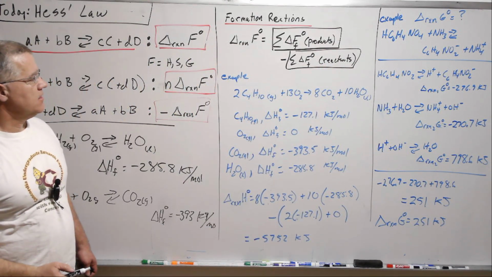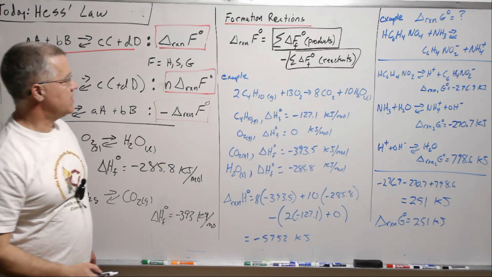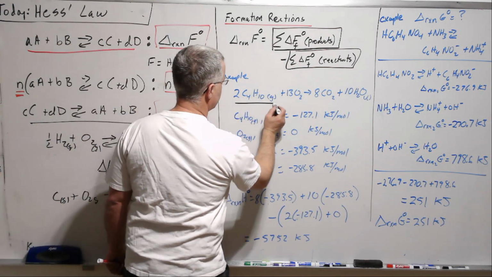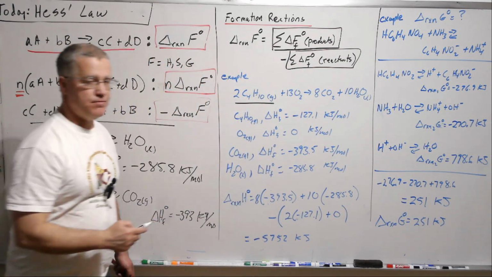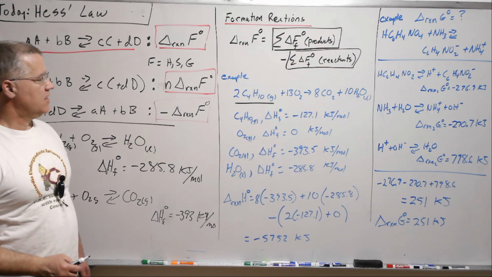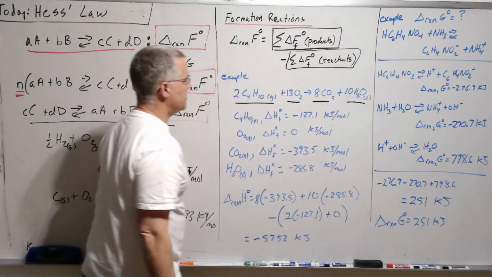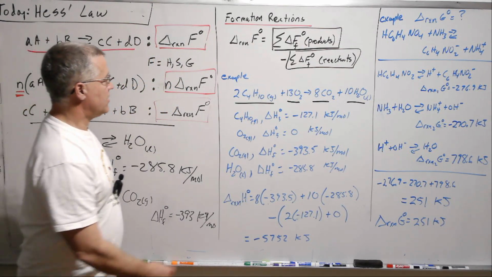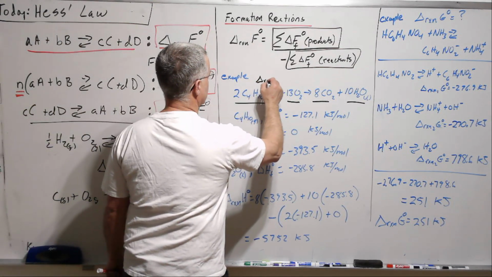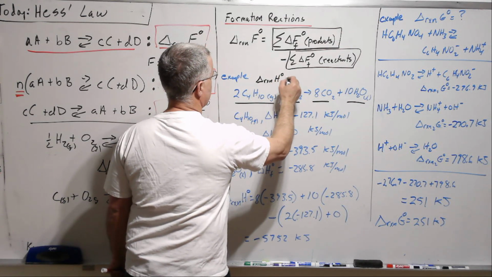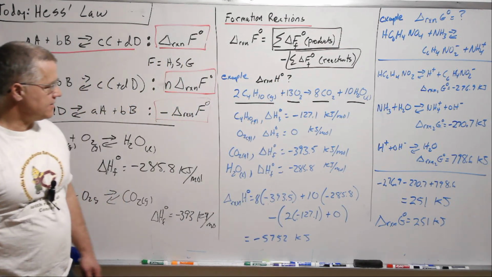Okay. So let's do an example of this. Let's say we have this reaction. This happens to be butane. It's a gas, and it can combust in oxygen to form carbon dioxide and water. Let's say we want to get the delta H for this.